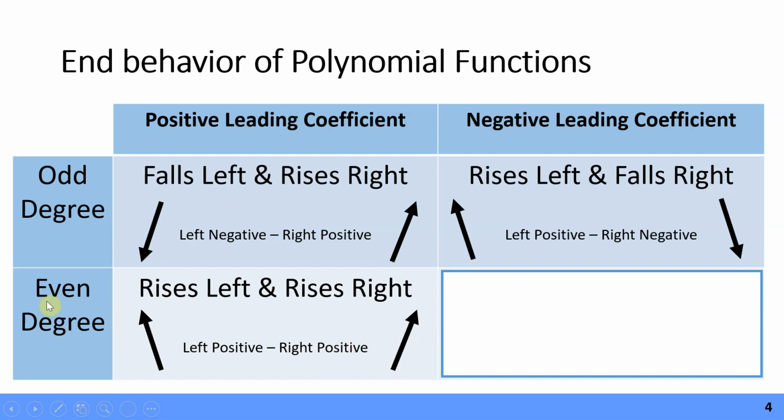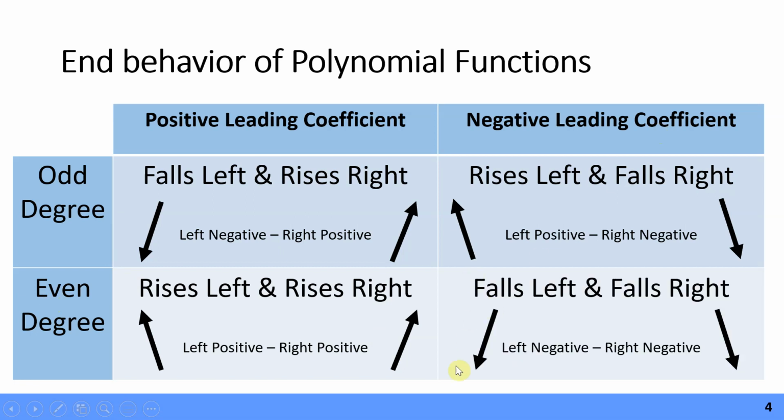And the very last scenario, if your degree is even and your leading coefficient is negative, then that means it's going to fall to the left and fall to the right, or negative to the left, negative to the right. So these are the 4 scenarios we could have when graphing. Again, make sure you have this written down because it's going to come in very handy when we're graphing polynomials.